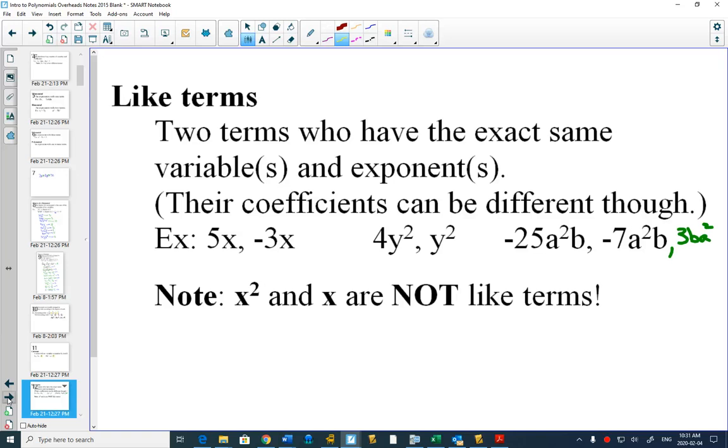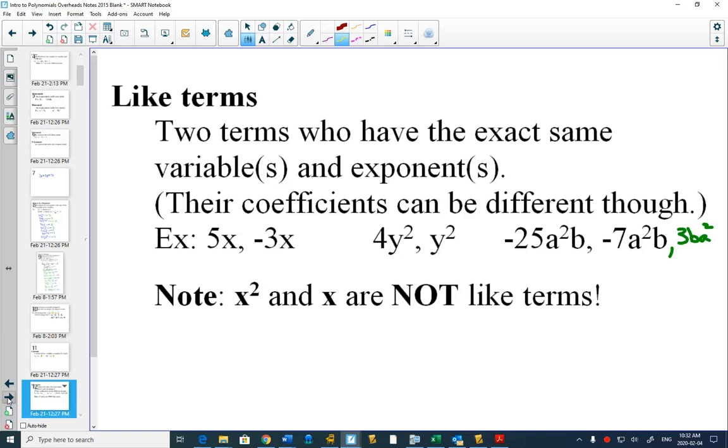4y squared and y squared are like terms because they both have y squareds. They both have the same variable with the same exponents. This is super important, because all the math that we do at the beginning of polynomials is based on this idea of what are like terms and what are not.